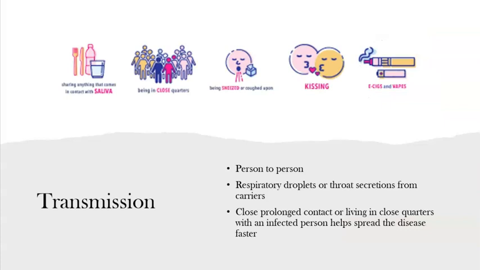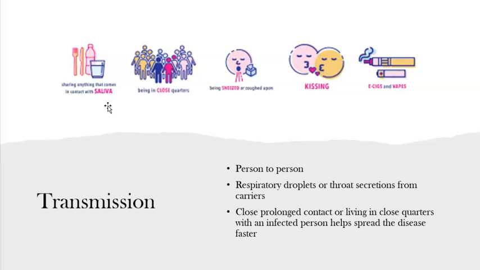So next we're going to talk about transmission. Bacterial meningitis is primarily spread person to person through respiratory droplets or throat secretions. This picture up top helps show the most common ways that it's spread. It can be spread by sharing drinks or using the same straw, fork, or spoon. That's a good way for it to spread.